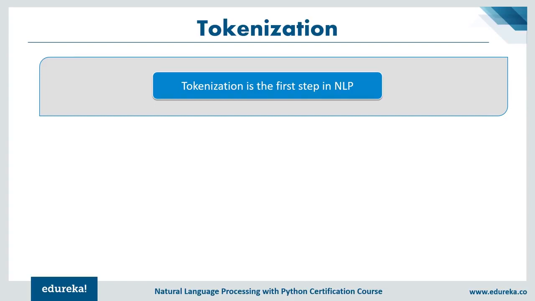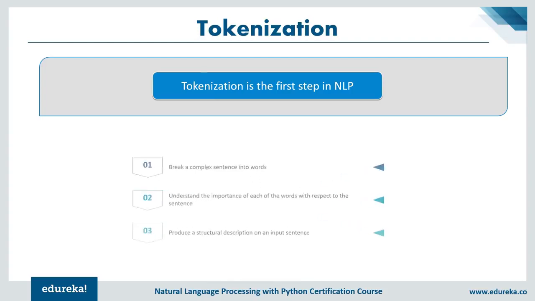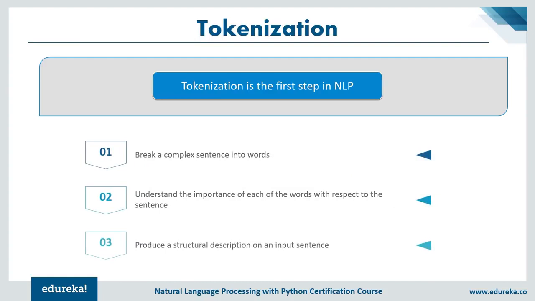Now, the first one is tokenization. So, tokenization is a process of breaking strings into tokens, which in turn are small structures or units that can be used for tokenization. Now, tokenization involves three steps, which is breaking a complex sentence into words, understanding the importance of each word with respect to the sentence, and finally producing a structural description of an input sentence.